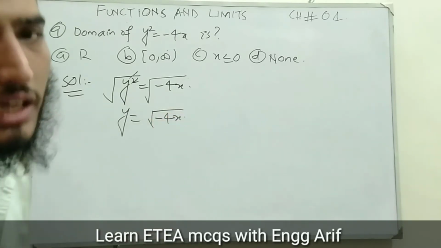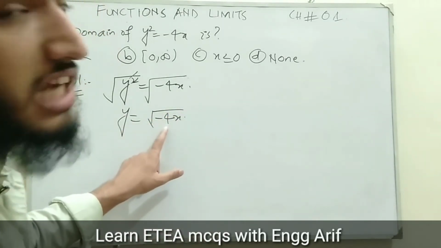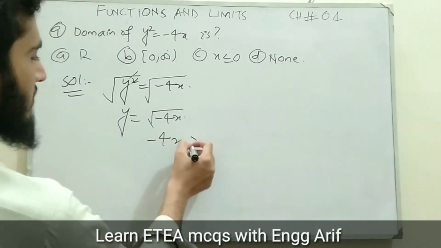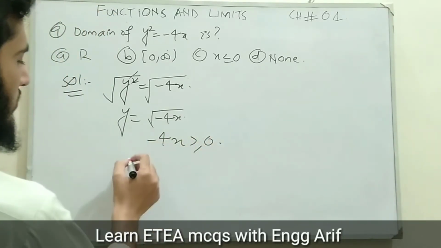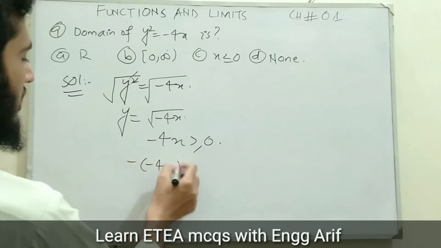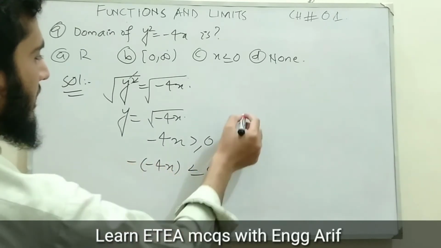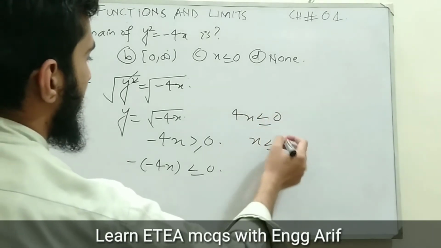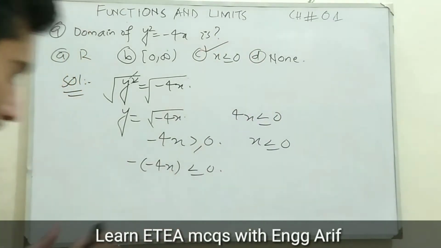You know that for the domain, the expression inside the radicand, the square root, must be greater than or equal to 0. So minus 4x must be greater than or equal to 0. So multiply minus to both sides, so the inequality will reverse, and it becomes 4x less than or equal to 0. So our solution will be x less than or equal to 0. So the correct option is option C.